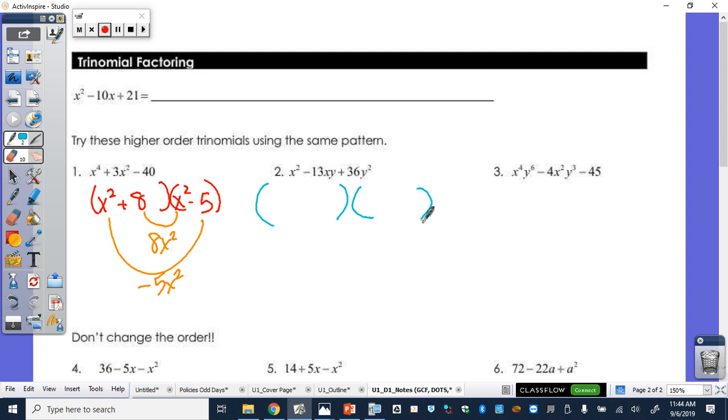So second one, this time we start off with an x squared. So we're going to have an x and an x in there. So what's going to multiply for 36 but add to give us a negative 13? 9 and 4. So because it's got that y squared at the end, that means it's actually going to be 9y and 4y. So minus 9y and then minus 4y.